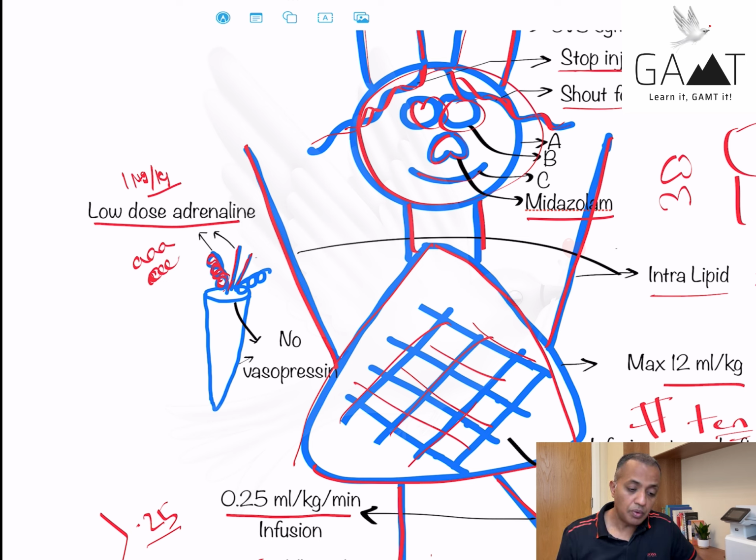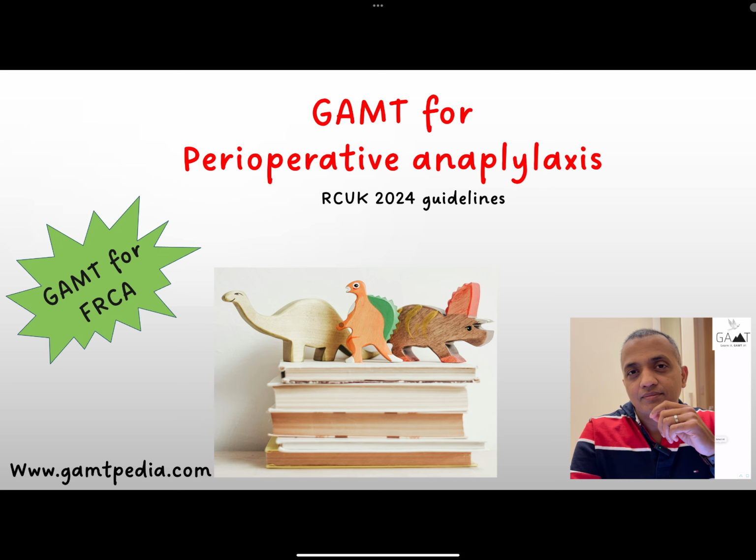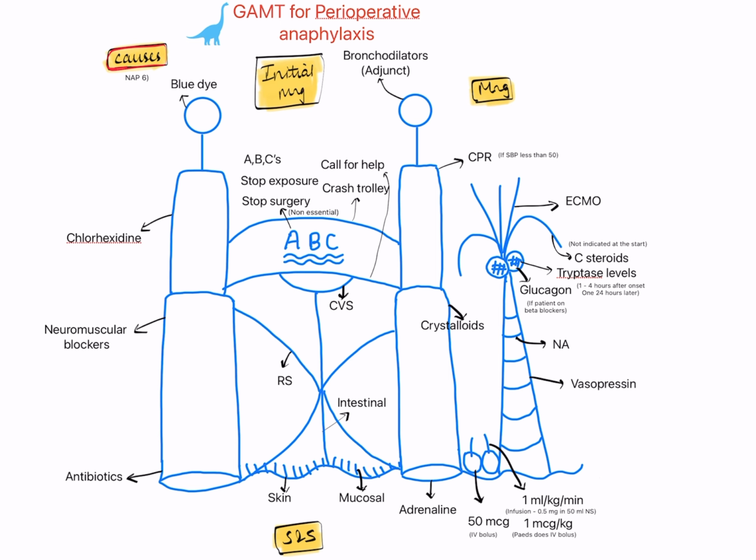Okay, so it's important to understand that in patients whom you're treating for hemodynamic imbalance with local anesthetic toxicity, low dose adrenaline is sufficient. Again, if you remember from the GAMT on perioperative anaphylaxis, you also saw that the dose of adrenaline will be 1 microgram per kg. Again, high dose of adrenaline is not recommended for perioperative anaphylaxis as well.